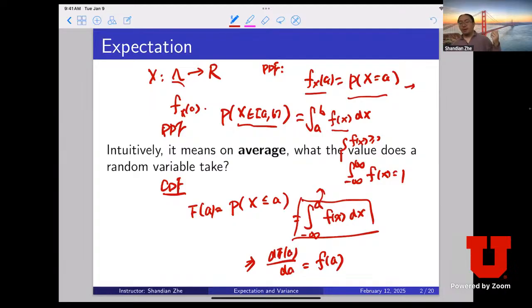If you remember, this is just saying my PDF is just a constant, so 1 over beta minus alpha, something like this. If you don't remember, that's totally fine. Just look at our previous slides. Okay, that's what we have discussed so far.